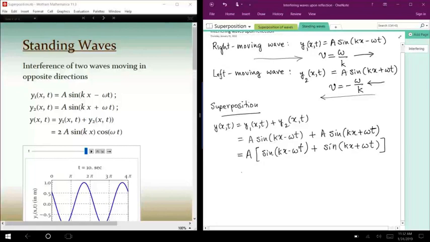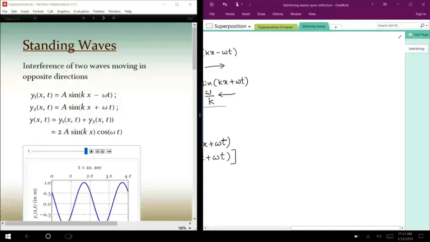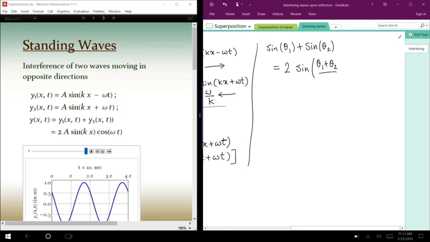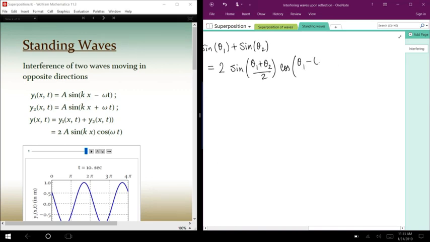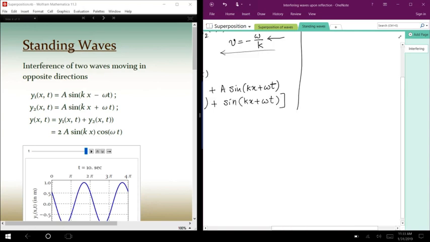Now let's use the trig formula that we learned earlier. There was a trig relationship: sine theta 1 plus sine theta 2 turns out to be equal to 2 times sine of (theta 1 plus theta 2) divided by 2, multiplied by cosine of (theta 1 minus theta 2) divided by 2. So let's apply that here.